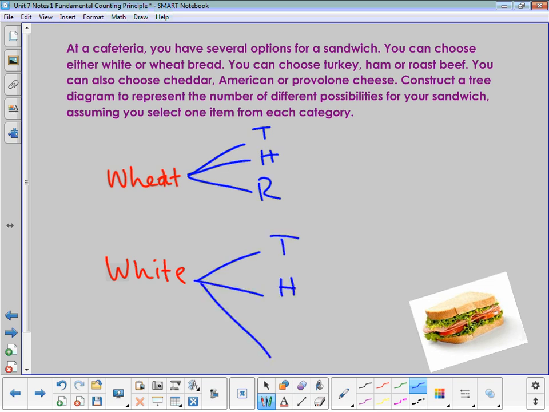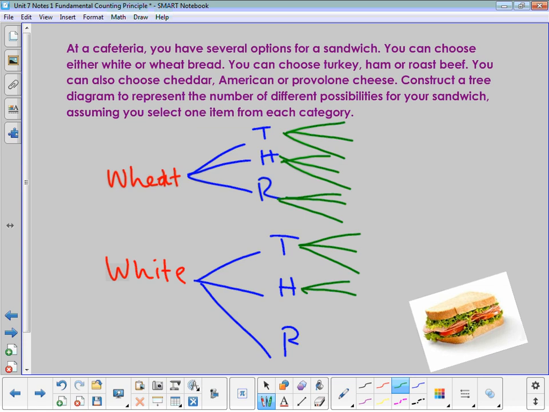Turkey, ham, roast beef. And after we choose our meat, we're going to choose a cheese, and we have three options for cheese. So there's three branches that come off of each one of the previous stems. And the cheeses are cheddar, American, and provolone, and so on all the way down.